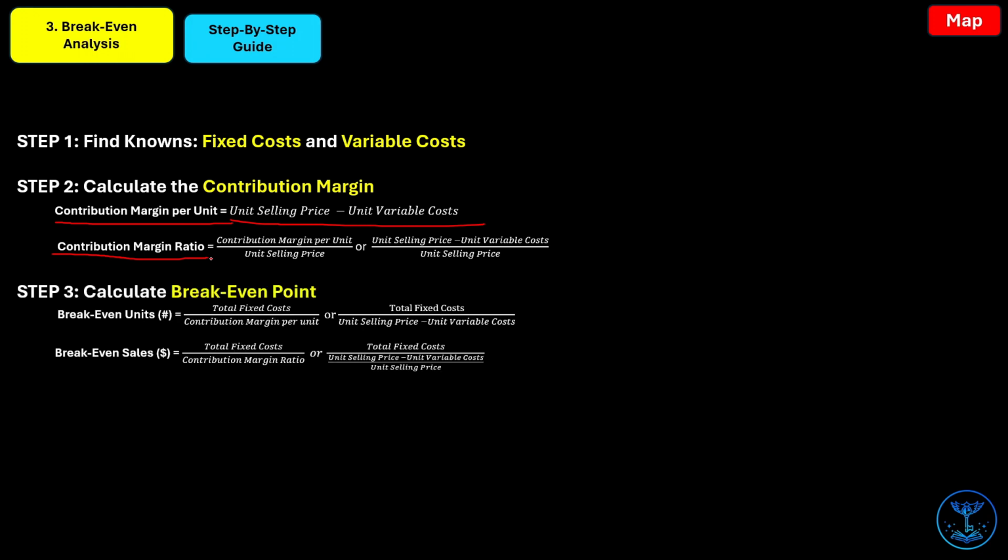And then step 3, calculate the break-even point. So if you're trying to find your break-even units, you have to use your contribution margin per unit. If you want to find your break-even in sales, you want to find your contribution margin ratio. And in step 4, you want to create an answer or analysis on the amount of units or amount of dollars sold to break even.